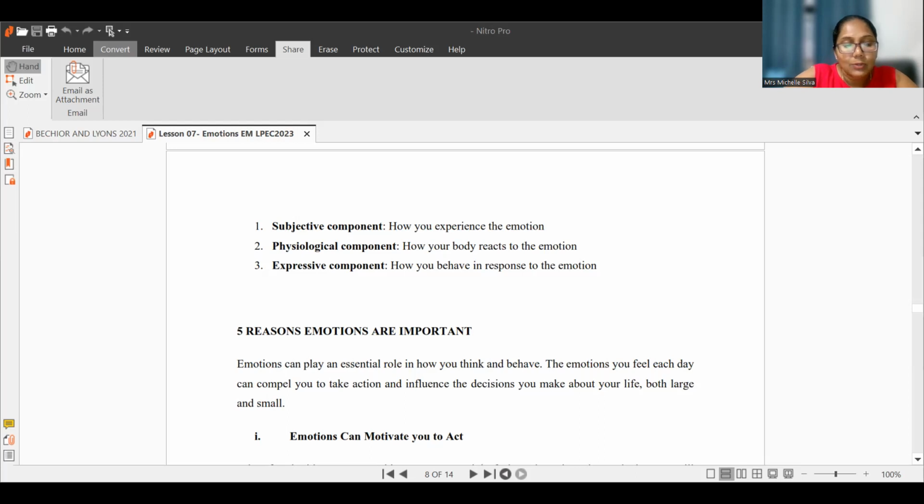But actually, this expressive component is totally based on emotional intelligence, because if you have high emotional intelligence, you can control your behavioral component. Let's say if you are really unhappy or sad, normally you are not crying.